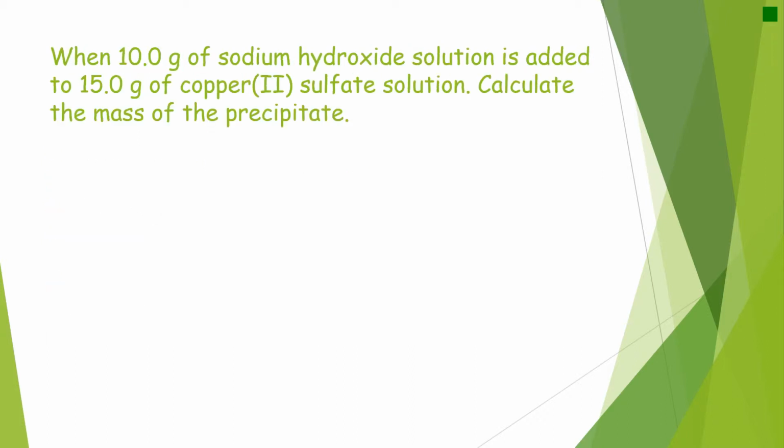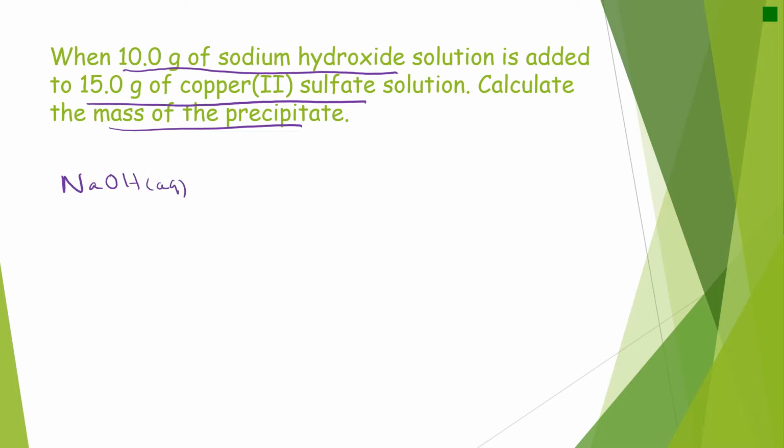Now, like any other stoichiometry, the first thing we're going to need to do is identify the data. We have 10 grams of sodium hydroxide. It's added to 15 grams of copper sulfate solution, and we need to find the mass of the precipitate. So we're going to start by writing a balanced chemical equation. The sodium hydroxide is added to the copper sulfate. It will give us the copper hydroxide, which is a precipitate, and our sodium sulfate. It needs balancing.